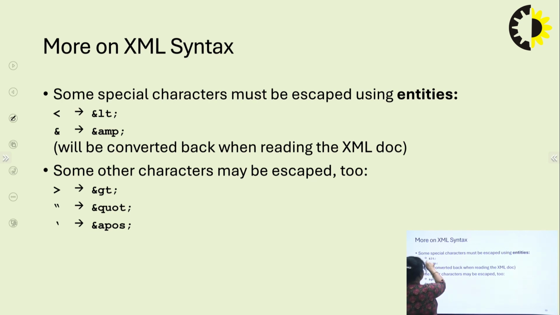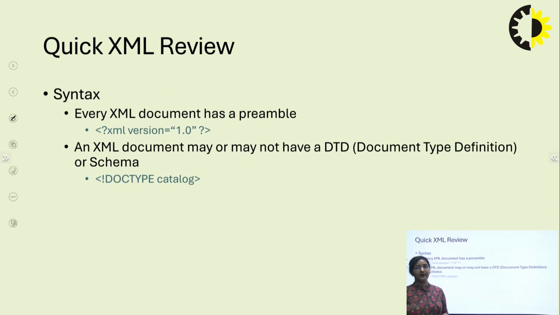Now entity references like ampersand LT will be treated as the less than sign. Ampersand GT is for the greater than sign. If I want to write a quote, then ampersand quot, and if I want to write an apostrophe, then ampersand apos. So these are more XML syntaxes that can be used.